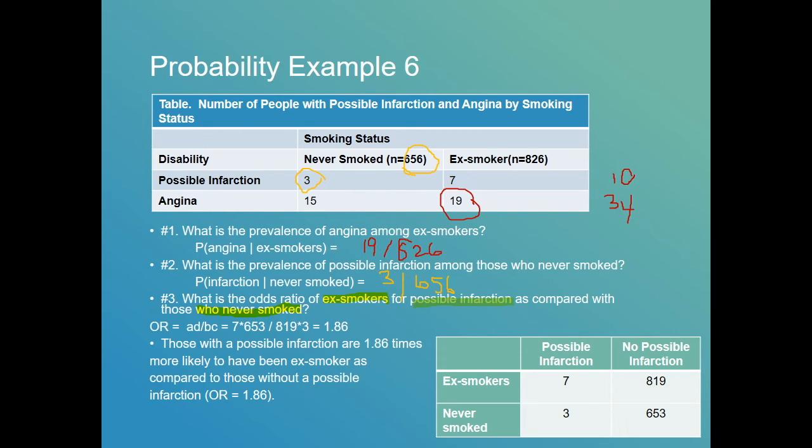This formula, we haven't learned this yet, but it's just a simple 2x2 table, which I've created for you down here. And I would always give you this information, so you wouldn't have to worry too much. This is cell A, this is cell B, and this is cell C, and this is cell D. And that is what this formula is referring to. So we're going to multiply A times D and divide that by B times C. So here I filled it in. We have 7 times 653 divided by 819 times 3. And this gives us an odds ratio of 1.86.